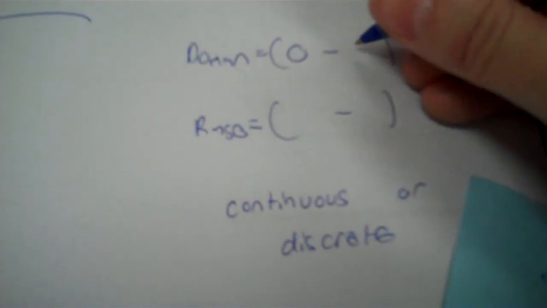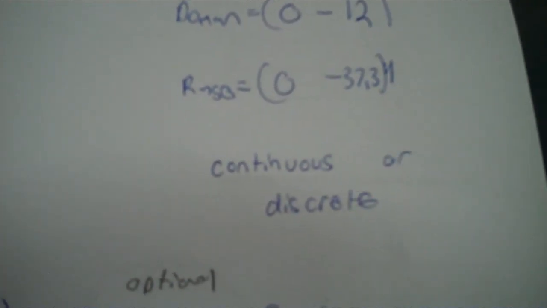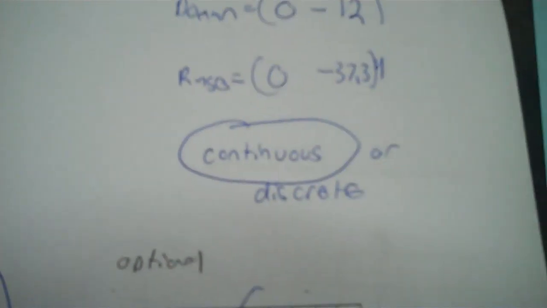Okay? So the domain goes from 0 to 12, and the range goes from 0 to $37.34. Okay, now is it continuous or discrete? Okay, well, let's figure this out here. So let's put 2.5. If you're pumping gas, you can pump 2.5 gallons, okay? So 2.5 makes perfect sense. So 2.5 is part of the graph, okay? So it would be continuous because decimals are included.